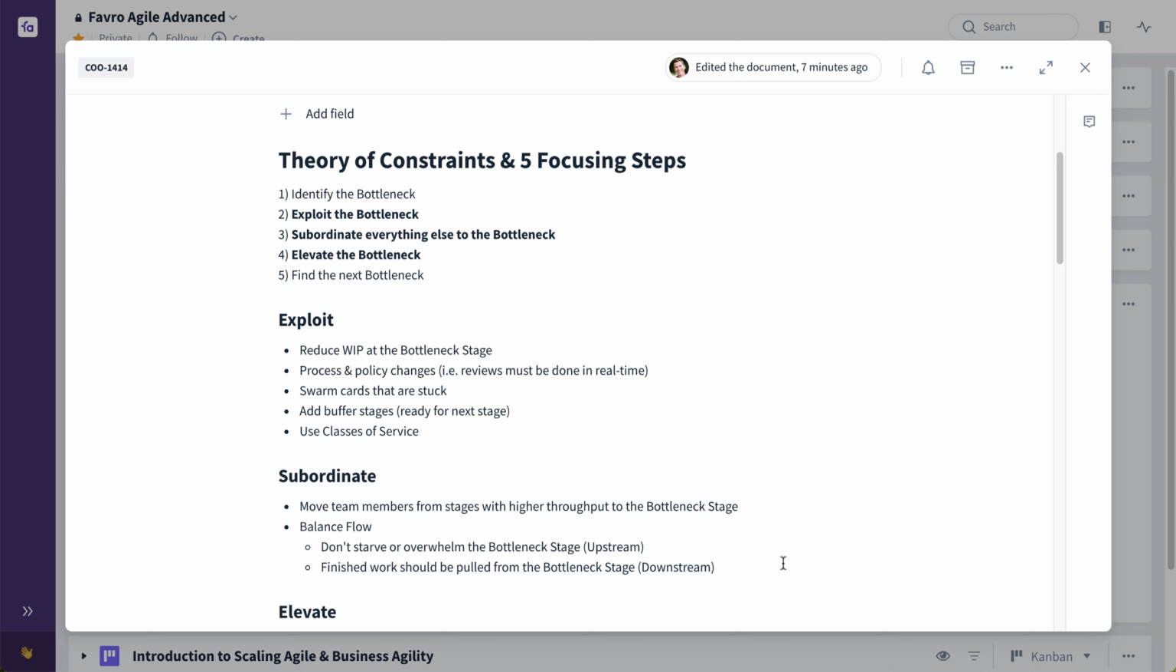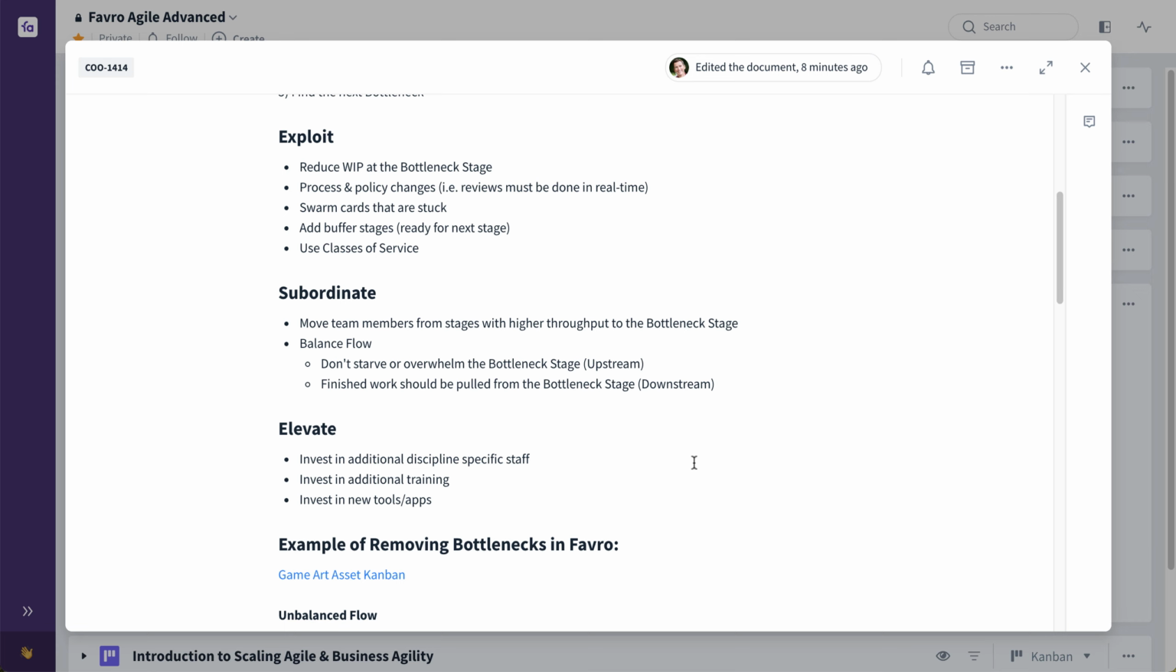When we talk about subordinating, we might be looking at problems in the upstream stages, or problems in the downstream stages. And what can we do to help remove the actual bottleneck itself? If we fail to exploit the specific bottleneck, what can we do there? Or through subordination, taking resources from the other stages or balancing that flow.